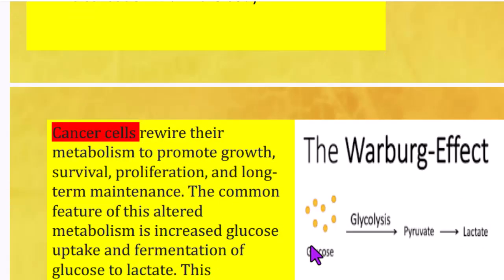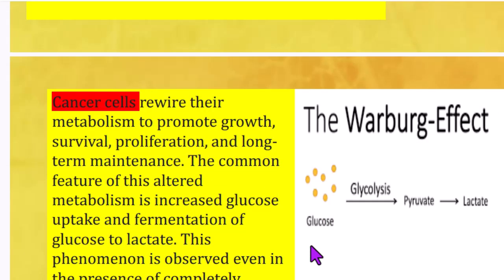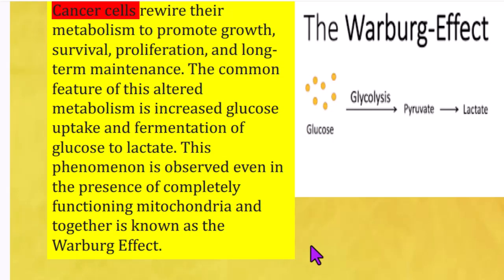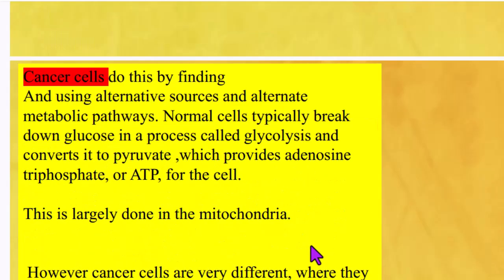The cancer cells rewire their metabolism to promote growth, survival, proliferation, and long-term maintenance. The common feature of this altered metabolism is increased glucose uptake and the fermentation of glucose to lactate. This phenomenon is observed even in the presence of completely functioning mitochondria, and together is known as the Warburg effect. Glucose is converted to pyruvate and lactate. Cancer cells do this by finding and using alternative sources and alternate metabolic pathways.